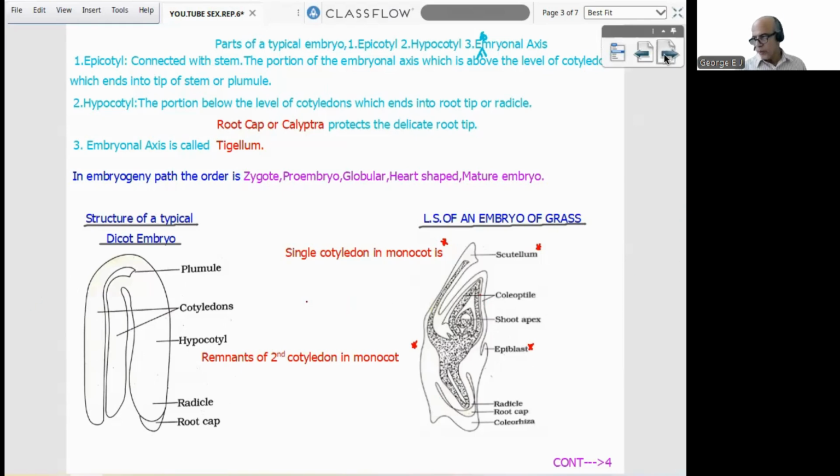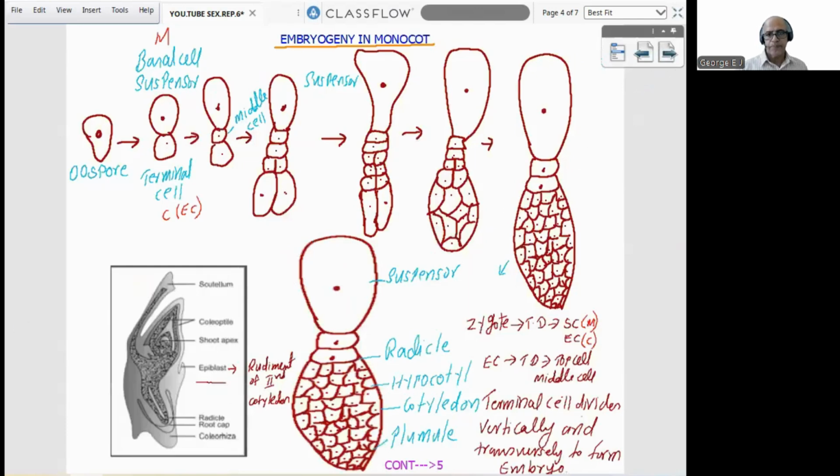Now we can proceed to monocot embryogeny. In monocot embryogeny, the zygote has a transverse division into a suspensor cell and an embryonal cell. The suspensor cell lies towards the micropyle, the embryonal cell towards the chalazal end. The embryonal cell divides transversely into a top cell and a middle cell. Then the terminal cell divides vertically and transversely to form the embryo. Here you can find the NCERT diagram with the scutellum and epiblast. Epiblast is the suppressed second cotyledon in monocots. I think that page is clear.